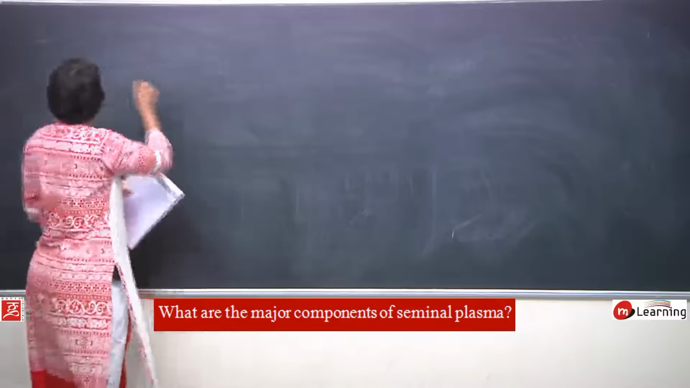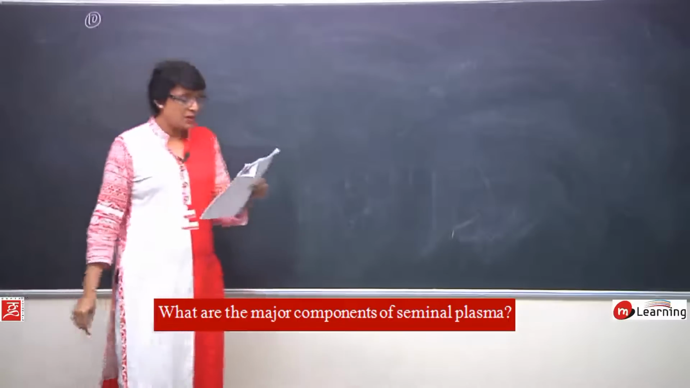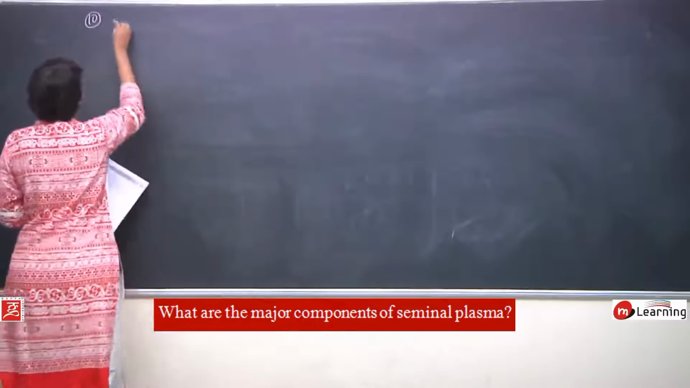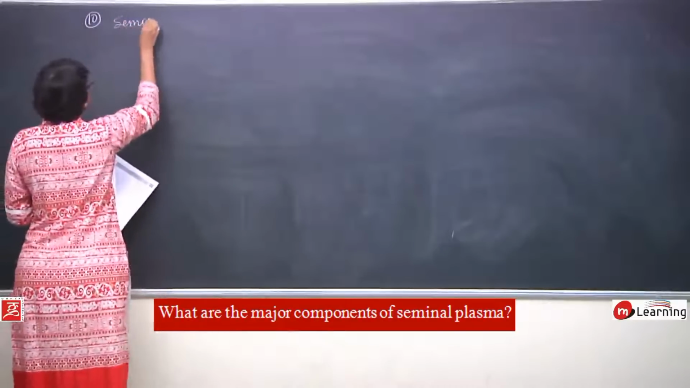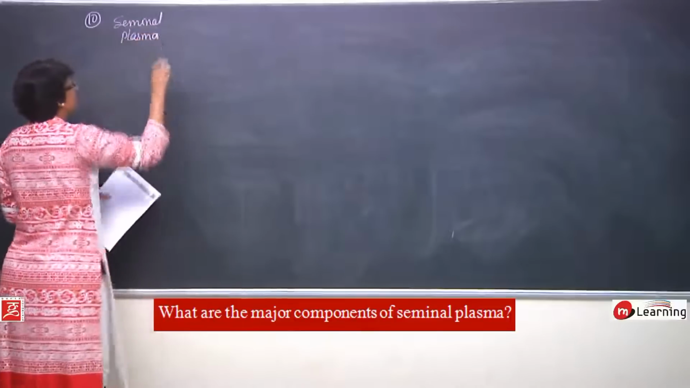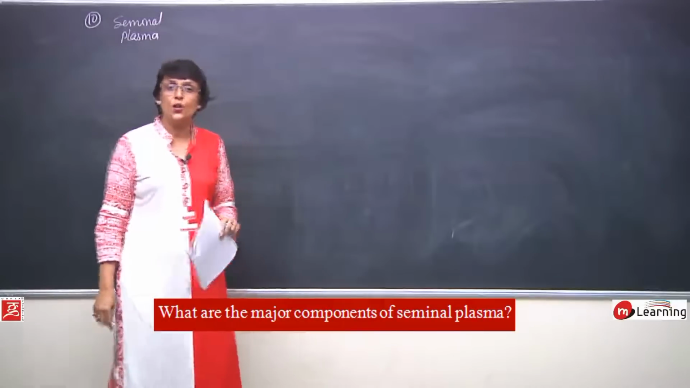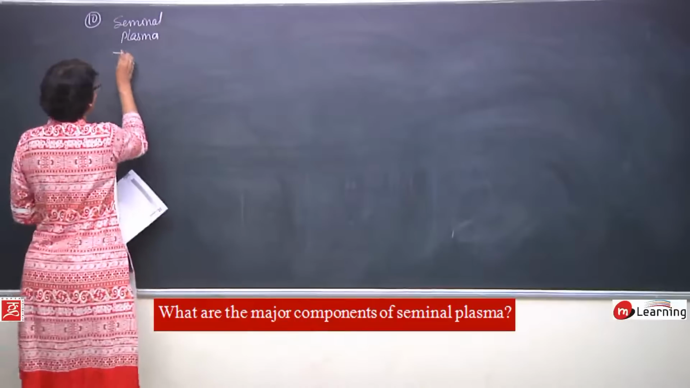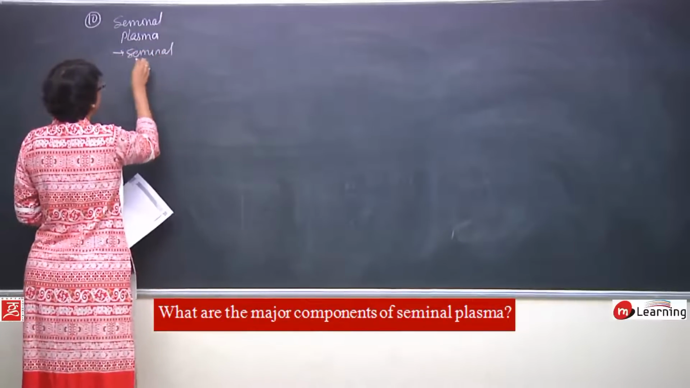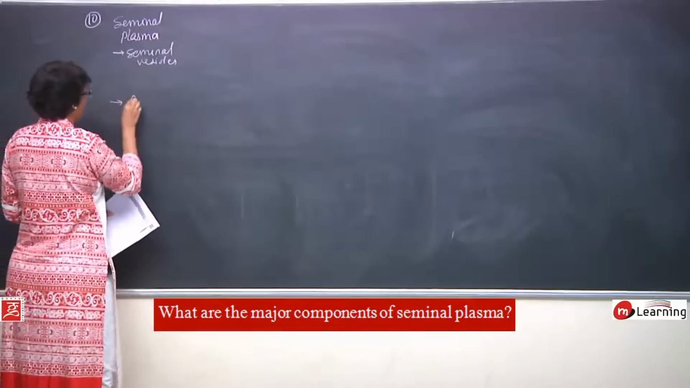Question number 10. What are the major components of seminal plasma? Seminal plasma is the term given to the combined secretion of two glands, that is seminal vesicles and prostate gland.